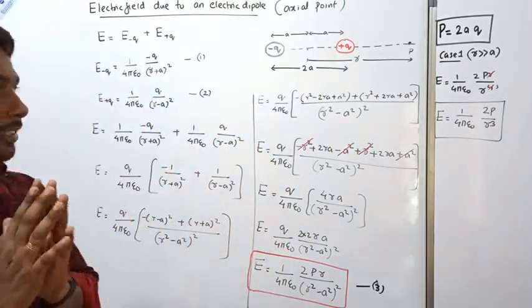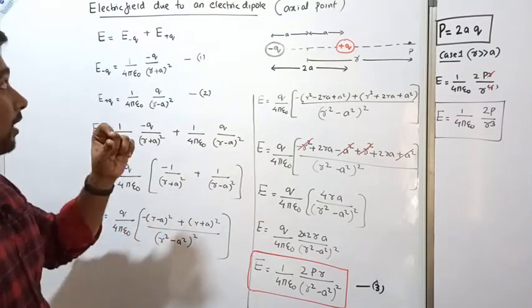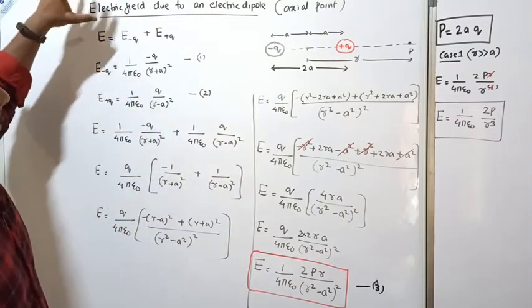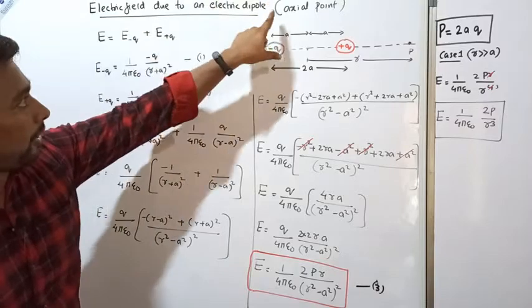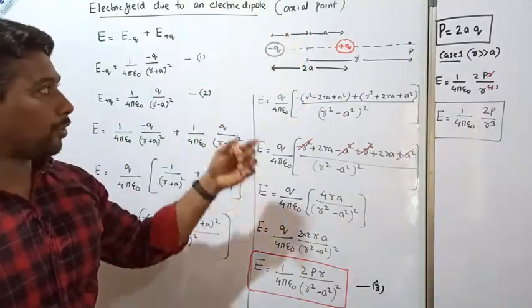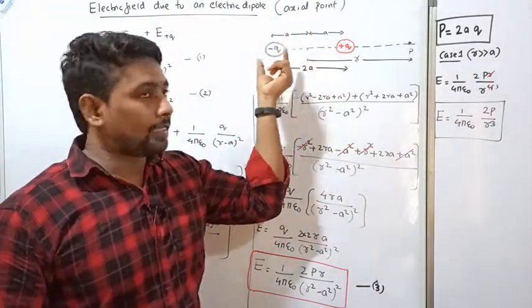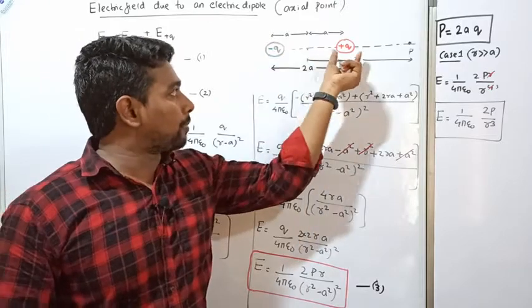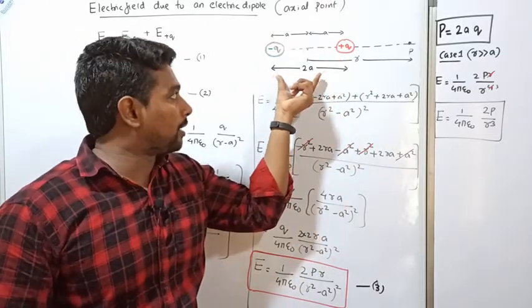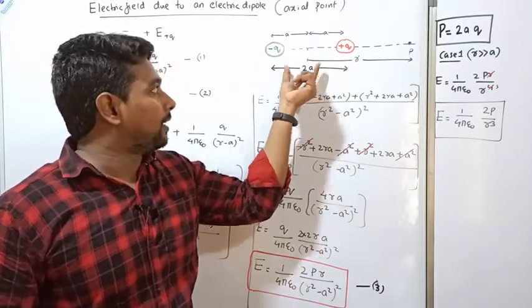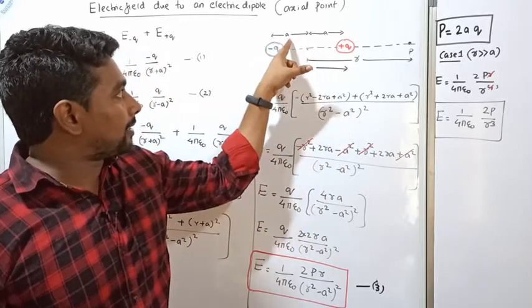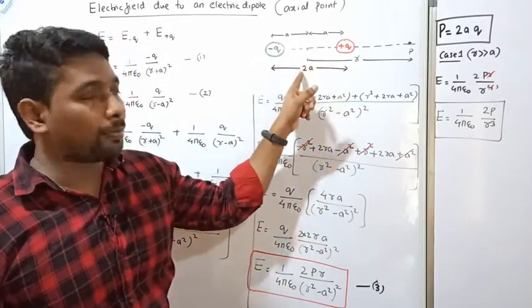So let's discuss one more time. If you want to find the electric field due to an electric dipole at the axial point, first of all you have to draw two charges. Electric dipole, that means minus q charge and plus q charge separated by a very small distance. Here we consider the distance as 2a. That means from the center the distance is a, another a, that means the whole is 2a.